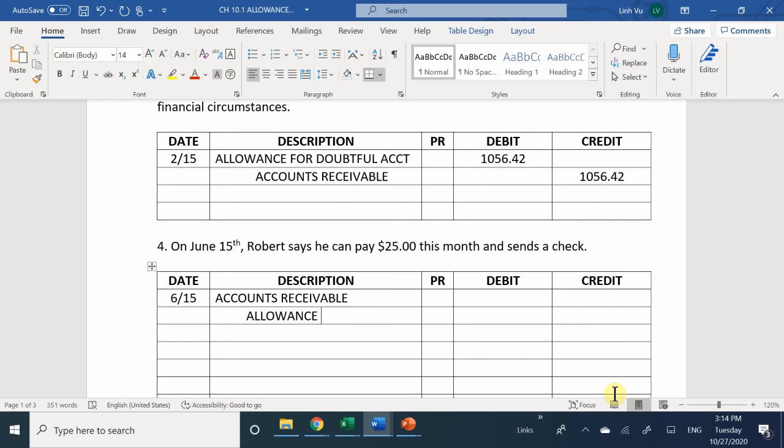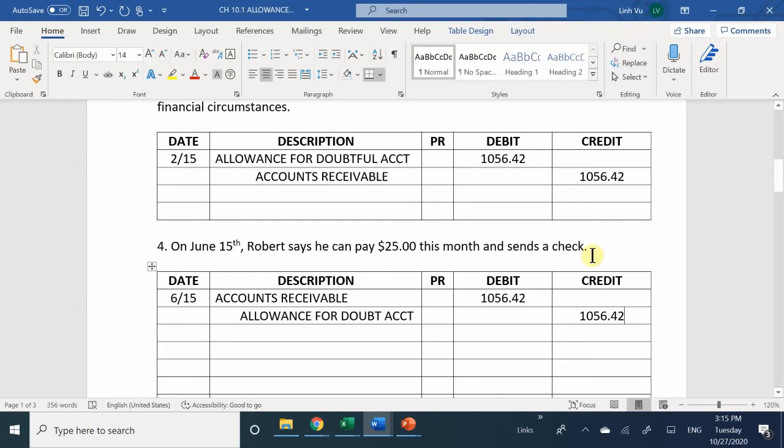So the allowance for doubtful accounts, I'm going to abbreviate because I don't have space here. All right, we're going to reverse the transaction for the full amount. So the debit here is going to be for the 1056.42. Same thing here. Okay, so now his account is active for the full 1056.42.